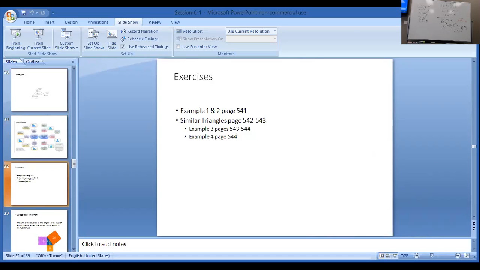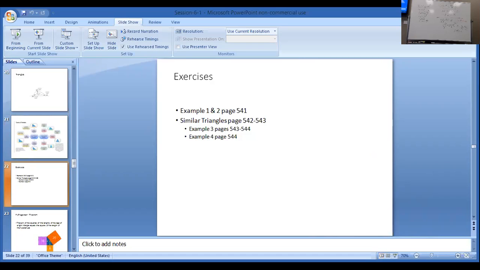On example 1 and 2 on page 541, example 1 gives us figure 10.16 and says find the measure of angle A. The sum of the angles of all triangles adds up to 180 degrees. Angle B is 120 degrees, C is 17 degrees. We want to find A. So angle A plus 120 degrees plus 17 should be 180. We solve that for A, and A should be 43.